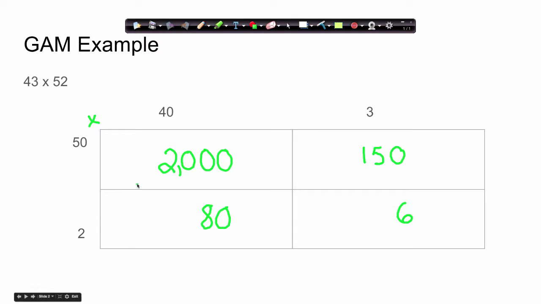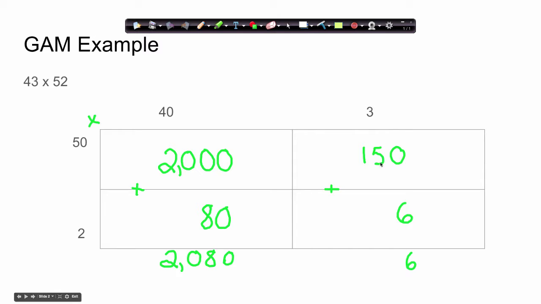So now all you have to do is start adding. So we're going to add these two numbers, and we're going to add these two numbers. So if we line them up, it's going to be easy. So we see in the ones here we have 0. In the tens we have 8. In the hundreds we have 0. And in the thousands we have nothing to add. So we're just going to go 2,080.